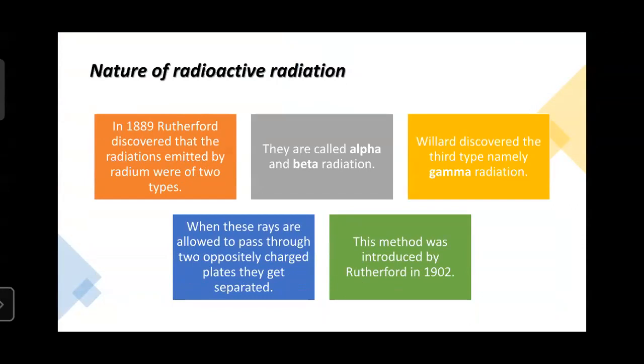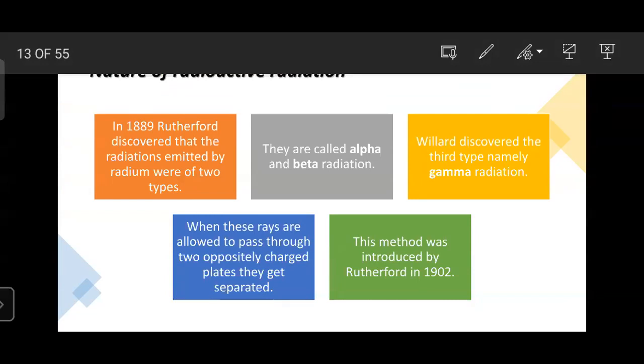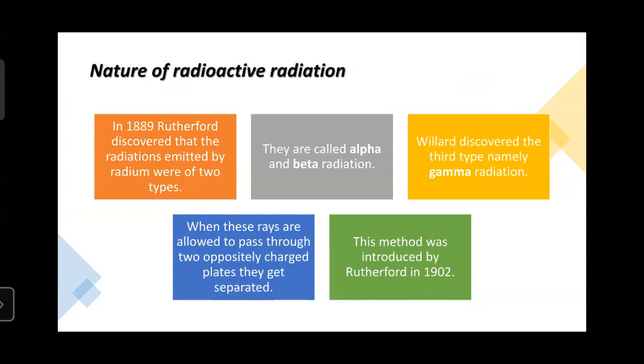In 1899, Rutherford discovered that the radiations emitted by radium were of two types. One is alpha and the other is beta radiation. Villard discovered the third type, that is gamma radiation. When these rays are allowed to pass through two oppositely charged plates, they get separated. And this method was introduced by Rutherford in 1902.